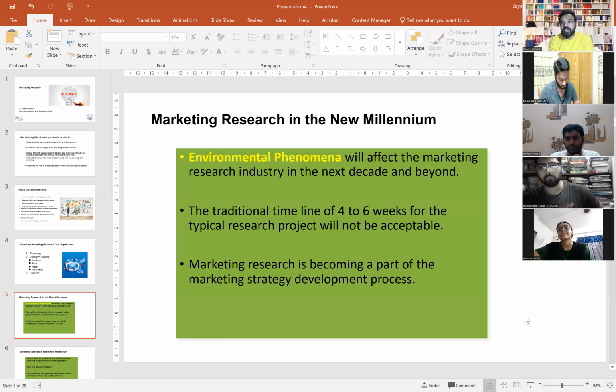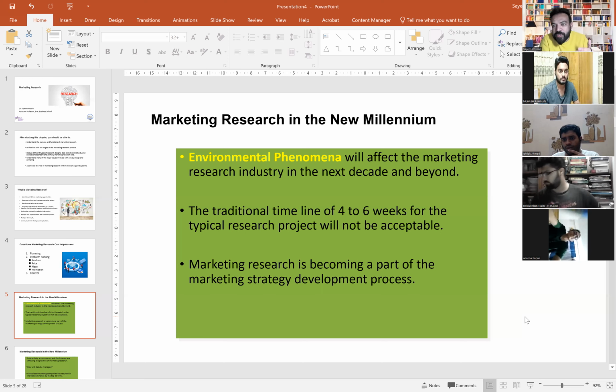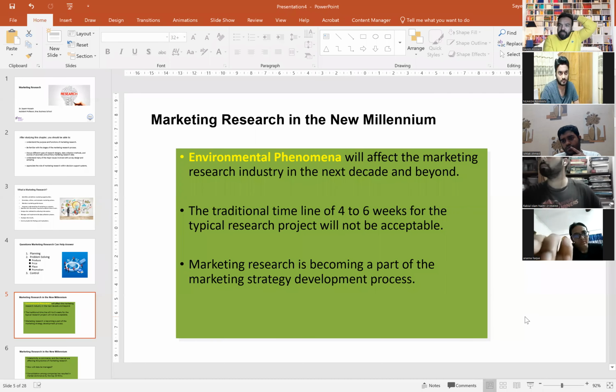So you think that Coke executives could have done marketing research that would have taken 4 to 6 weeks to decide what will pull up our brand reputation, and only one simple incident can just damage everything. So the world is changing very rapidly. So there's no time. If you take 4 to 6 weeks to create or understand something, there's no time for that. Marketing research is becoming part of the marketing strategy development process.